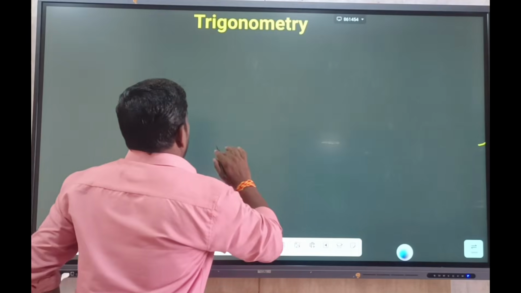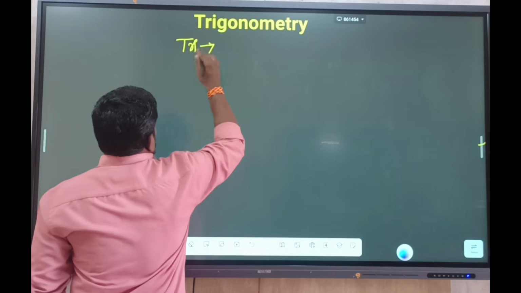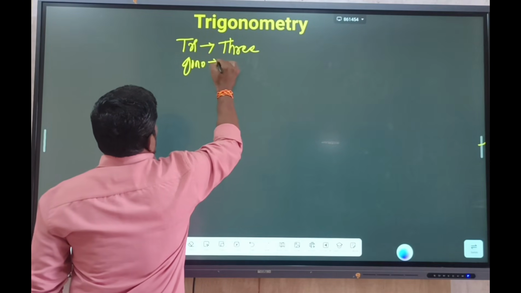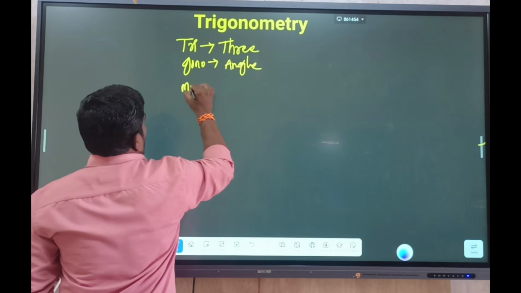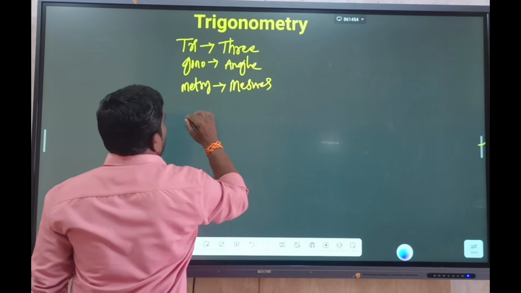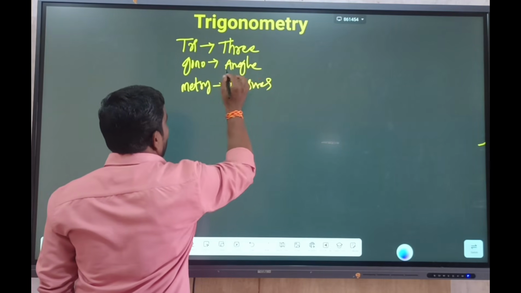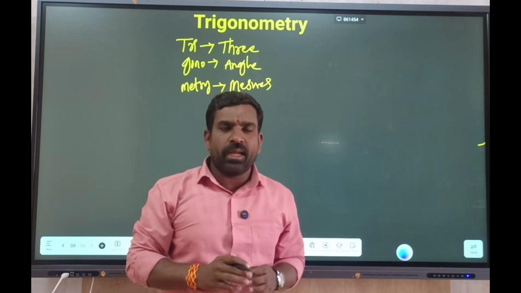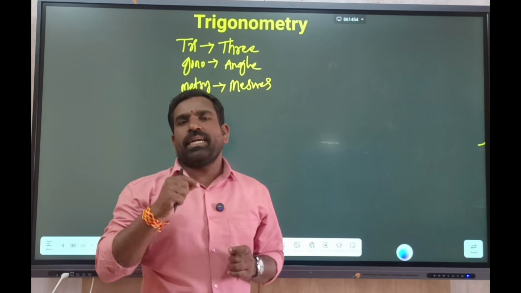So look here, the definition of trigonometry. Tri means three, gono means angle, metry means measures. So trigonometry is nothing but tri means three, gono means angle, metry means measure. The definition of trigonometry is the measures of three angles and three sides.